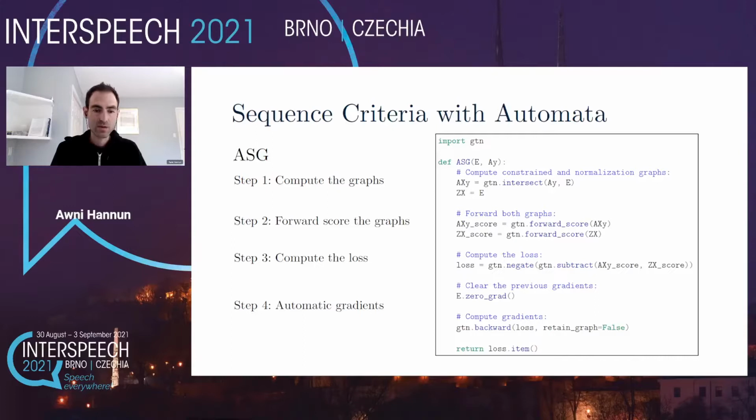So let's keep going. We were at automatic gradients in the sequence criteria with automata. Like I was saying, once you've computed the loss, you clear the gradient on the emissions graph, and then you can just call backward on your loss, and that will compute the gradients for the graphs for which you requested it. And those gradients will be accessible. So this is basically one line of code to get gradients, which is really nice. If you look at some custom implementations of ASG, the part of the code which computes the gradients is a few hundred, sometimes more, lines of code.